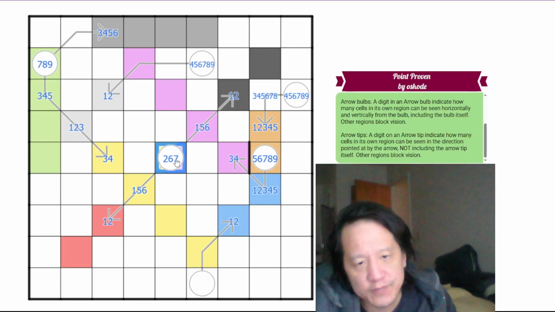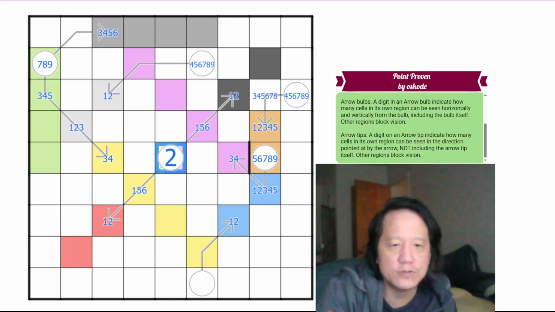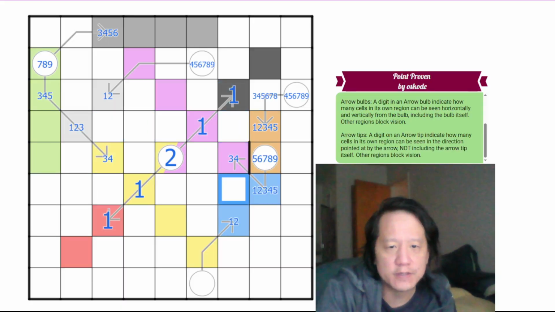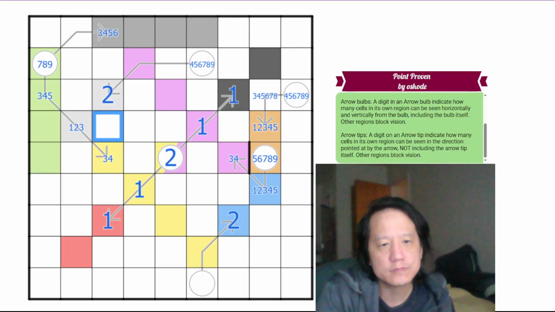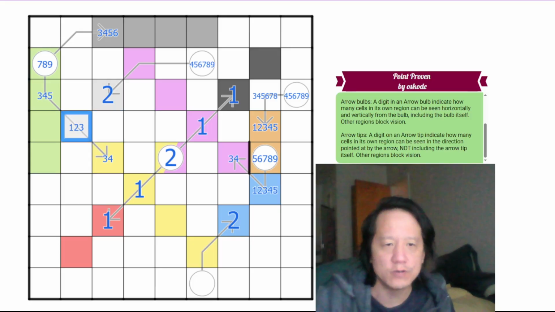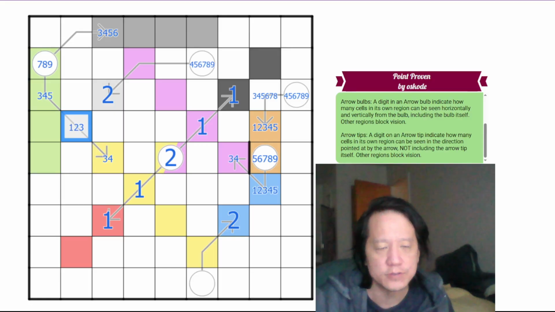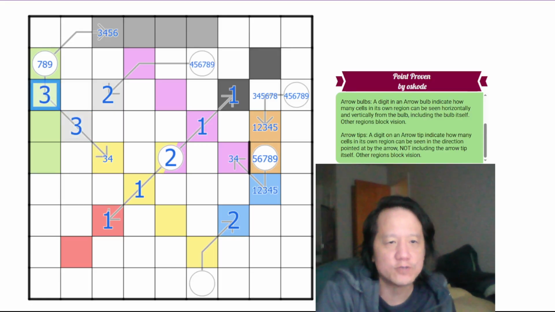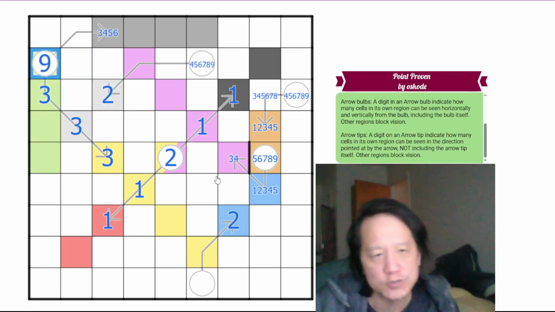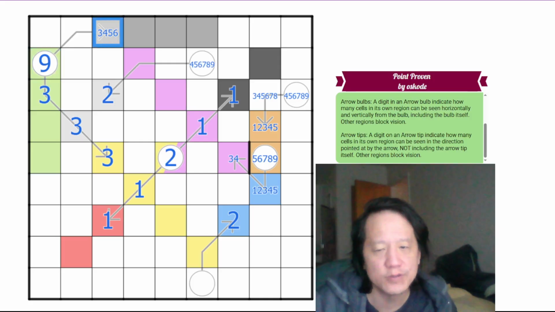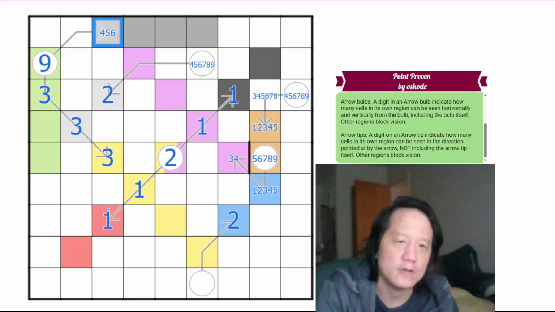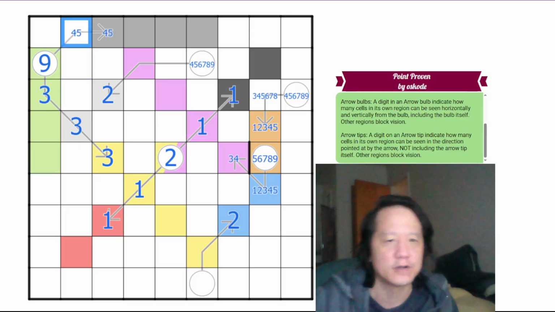So what happens if it's 2? Okay, let's try that. 2, 1, 1, 1, 1. Therefore, this is 2. This is 2. This can't be 1 or 2 because it sees the 1 and the 2 here. So this is 3, which forces this to be 3, 3, 3, and 9. That's interesting. This can no longer be 3. This can't be 6 and 3 adding up to 9, so this would have to be a 4, 5 pair here.